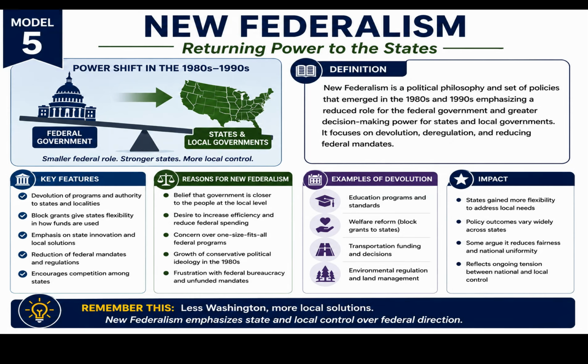Two important terms are devolution and block grants. Devolution means transferring responsibility from the national government to the states. Block grants give states more flexibility in deciding how federal funds will be spent. Supporters like local flexibility, while critics worry services may vary widely by state. The one thing to remember is this: less Washington, more local solutions.